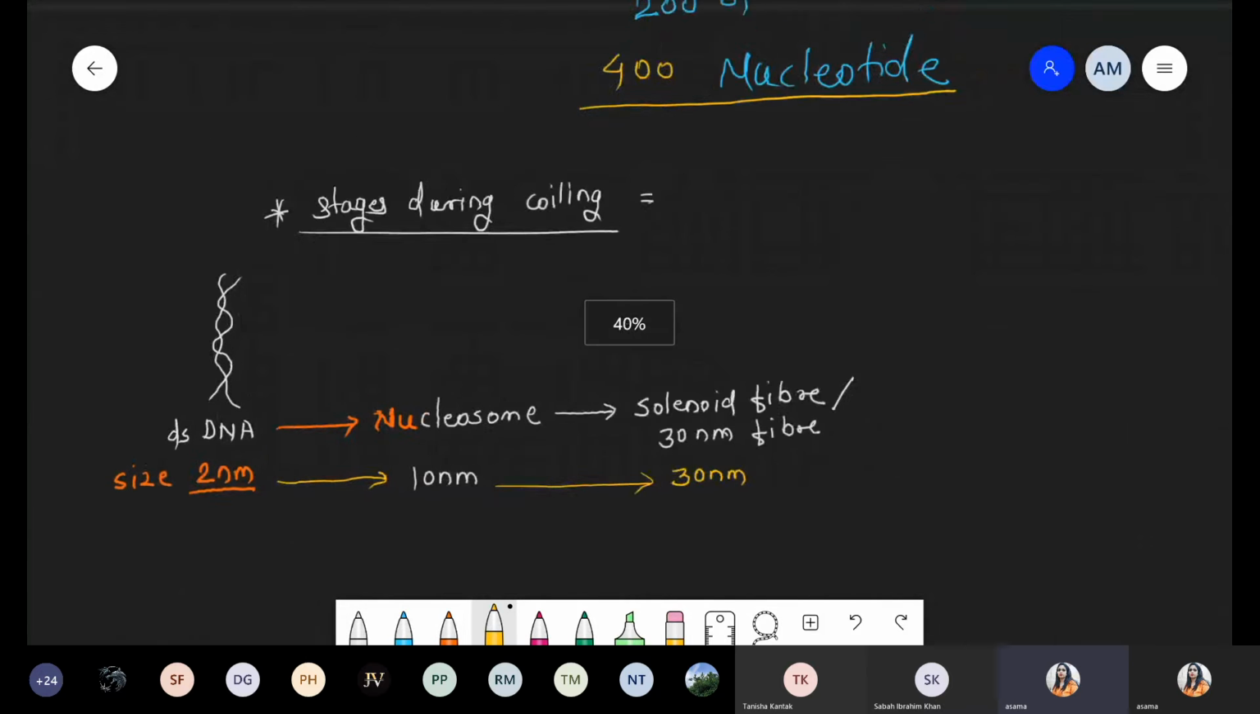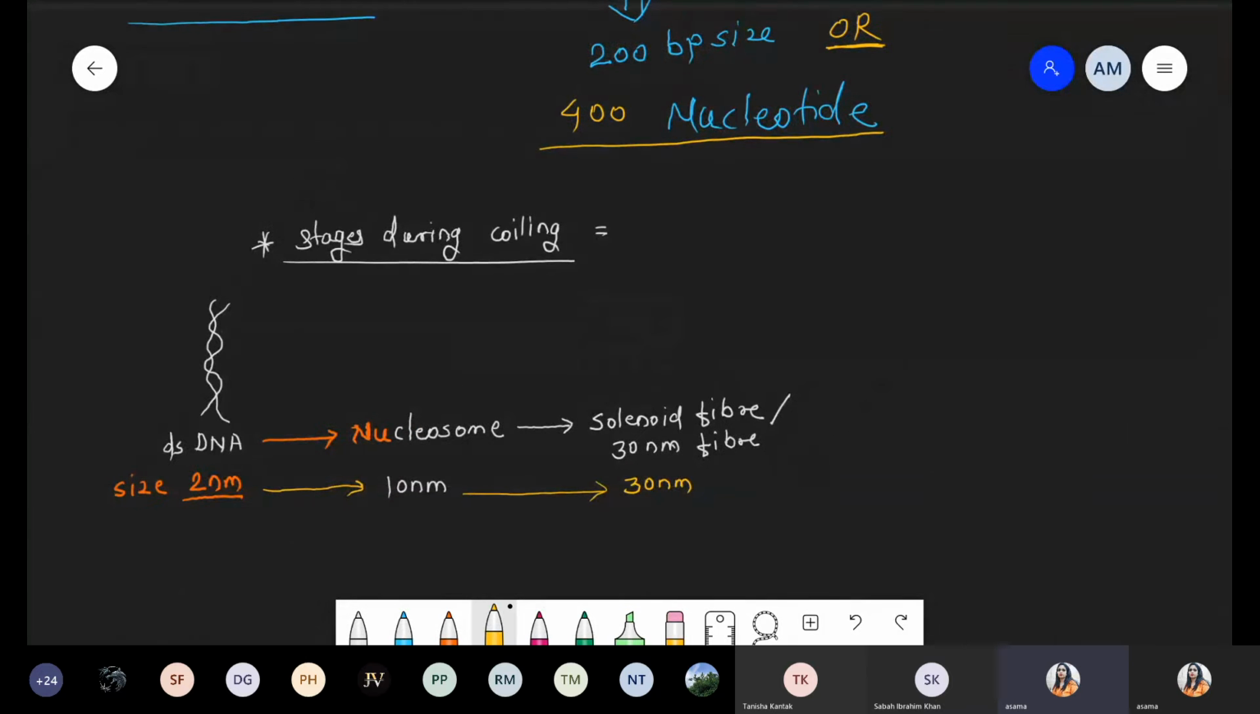Now after the solenoid fiber, or 30 nanometer fiber, it again undergoes folding, more compaction and more coiling, and is converted into the next level structure, chromatin. Simply put, it is the chromatin fiber, a higher structure of DNA. The chromatin has a size of approximately 200 nanometer. So from 30 it is converted into 200 nanometer, again showing compaction.